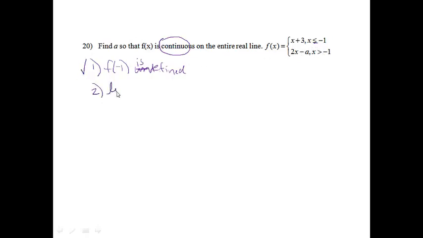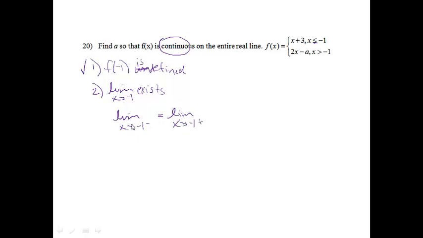Okay, condition 2 is that the limit as x approaches negative 1 exists. So this is the one we're going to concentrate on. In order for the limit to exist, the limit from the left must equal the limit from the right. So we know that the limit as x approaches negative 1 from the left has to equal the limit as x approaches negative 1 from the right.